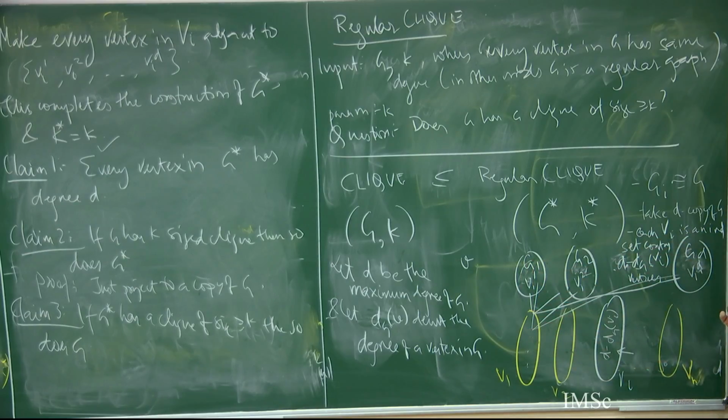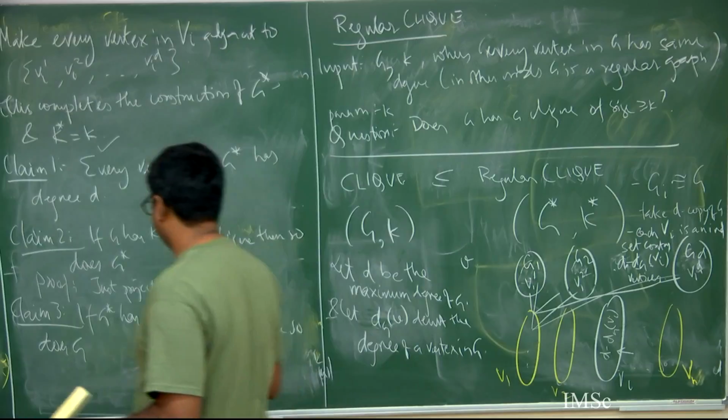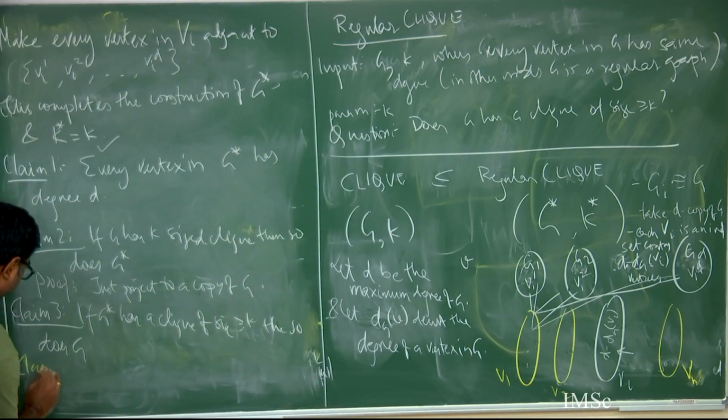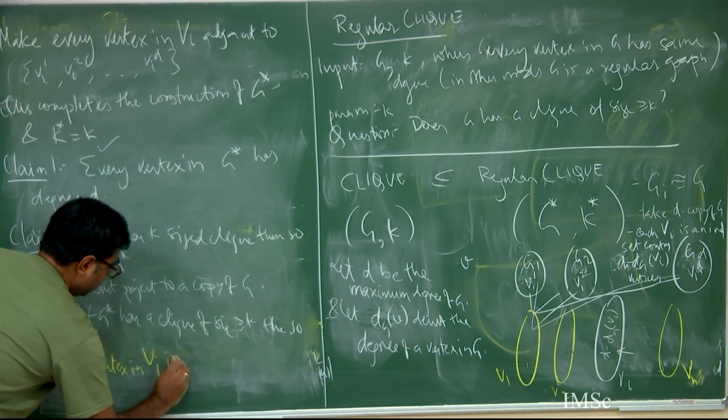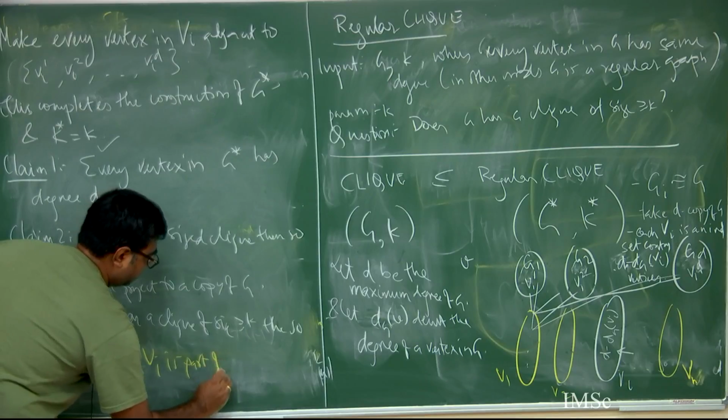But now let's look at some V_i vertices. Now first of all, my claim is no vertex in V_i is part of some triangle.